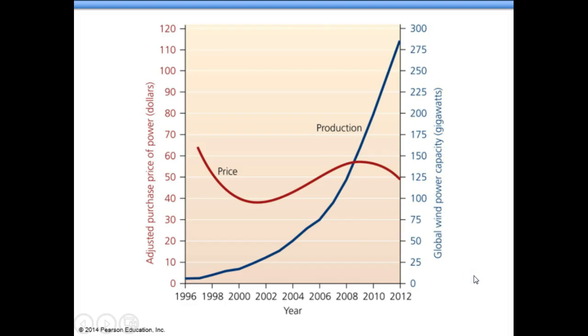So taking a look at this graph, this is showing you the global production of wind power, and it has been doubling every 3 years, as we said. Our blue line represents that production, and it's going up, and the prices have fallen slightly. There was a dip in the fall of prices. It went up again, and then technology improved and it came back down again.